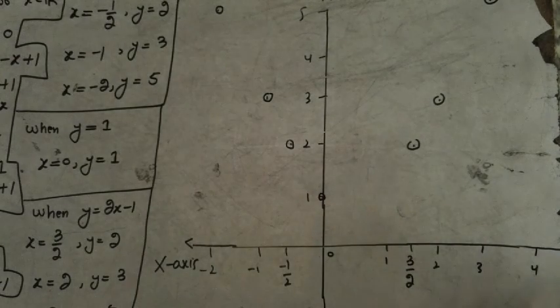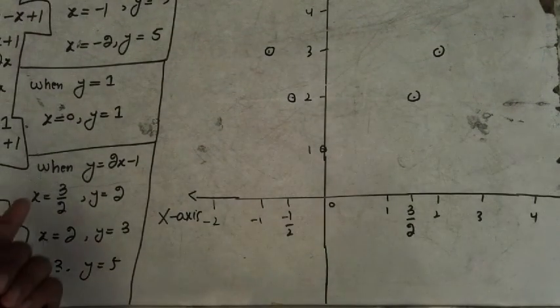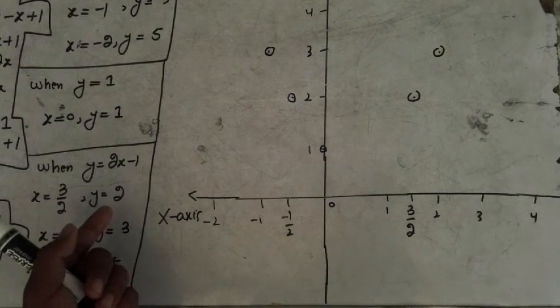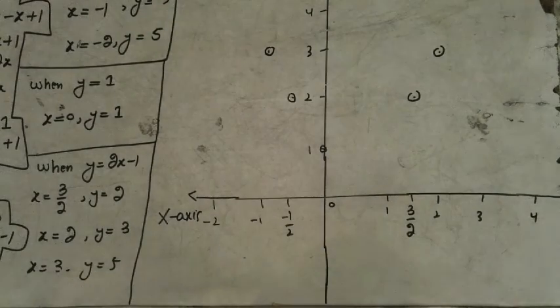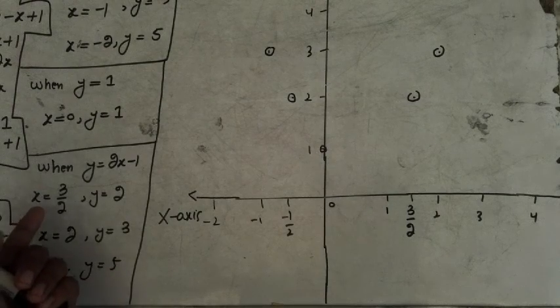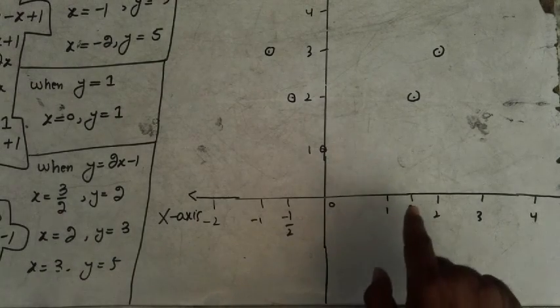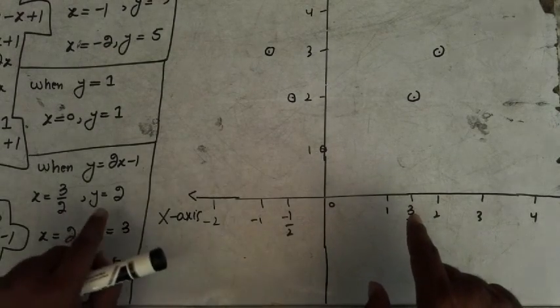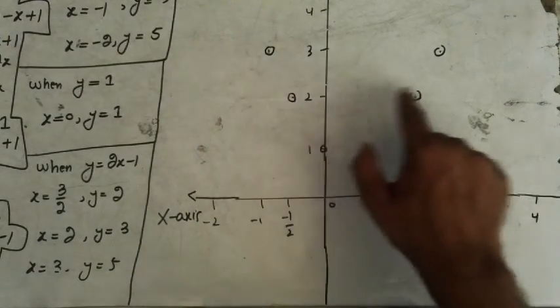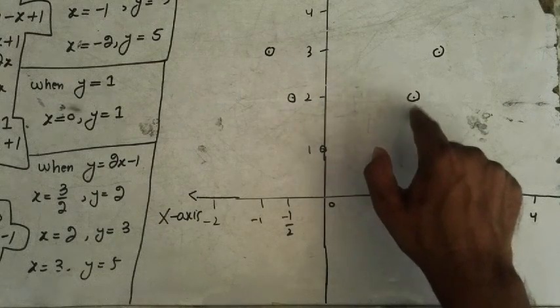And for the third equation, when the value of x is 3 by 2, the value of y will be 2. For the third condition, the value of x is 3 by 2, this is 3 by 2, and the value of y is 2, this is 2. We put the dot.